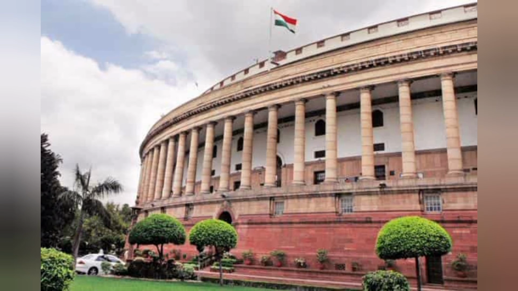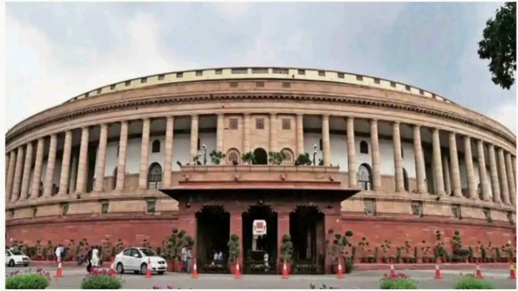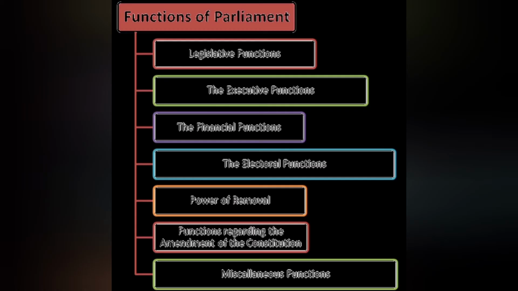So the parliament, first if I say, is the legislative power. The parliament frames laws on the subjects mentioned in the union and the concurrent list. Under special circumstances, it can make laws on the state list too. Talking about the executive power, the prime minister and the councils of ministers are responsible to the parliament for their actions and the policy.